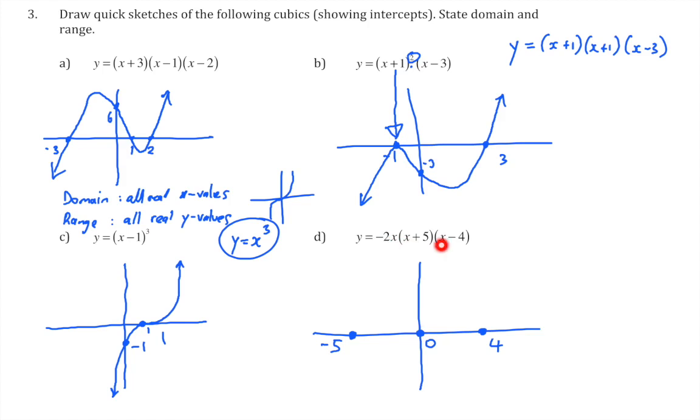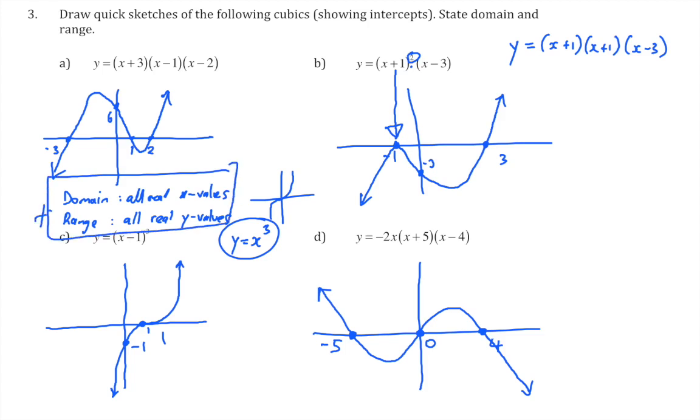This graph, because that x is positive, but this x has a minus 2 in front of it. One of them is negative, means that it will be heading down on the right-hand side. And so there is a sketch of my cubic. Now, the domain and the range is the same for all of them, all real x values and all real y values for part A, part B, part C, and part D.